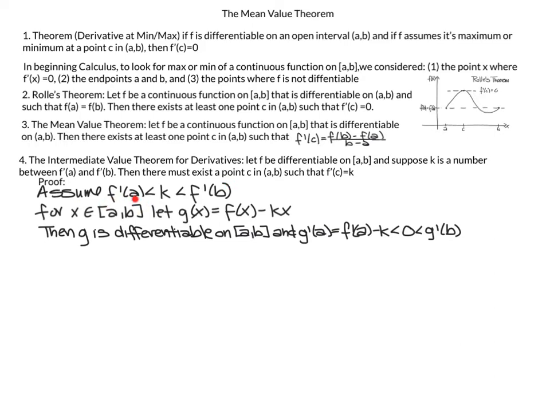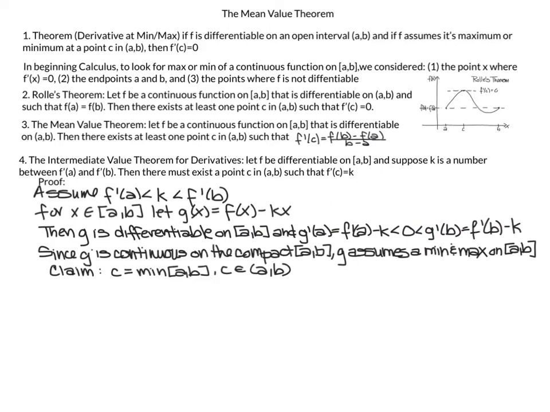For x in this interval, we're going to define a new function g, equal to f of x minus kx. So g is differentiable since f is differentiable and kx is differentiable. And g prime of a is f prime of a minus k, since the derivative of kx is just k, which, since f prime of a is less than k, is going to be less than 0, which is less than g prime of b.